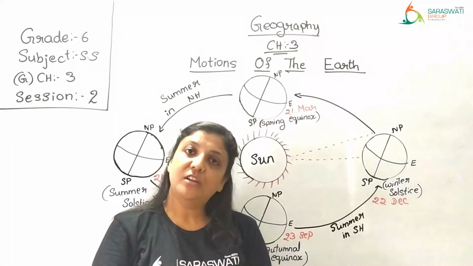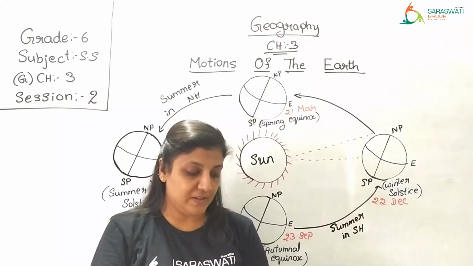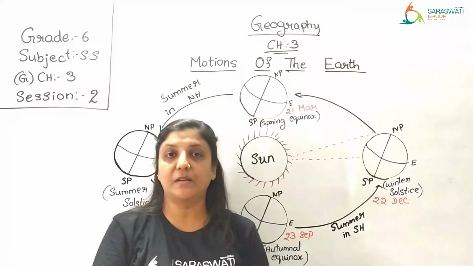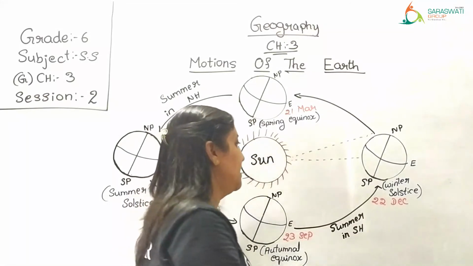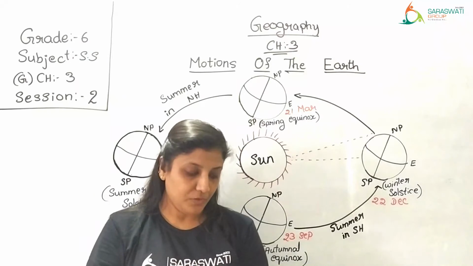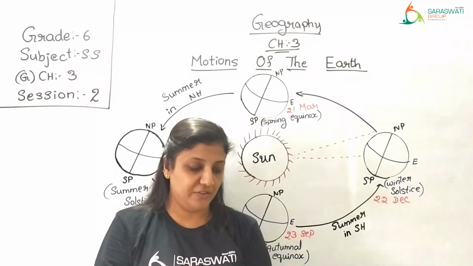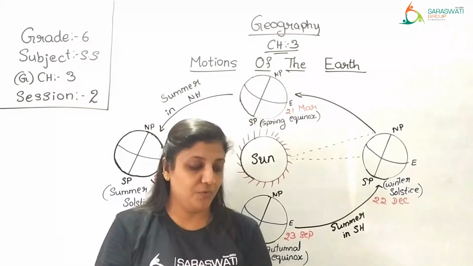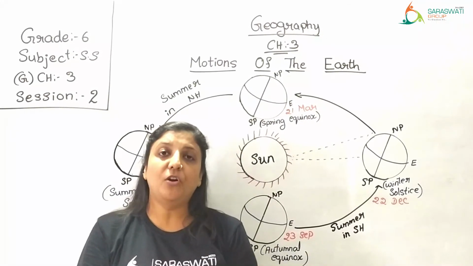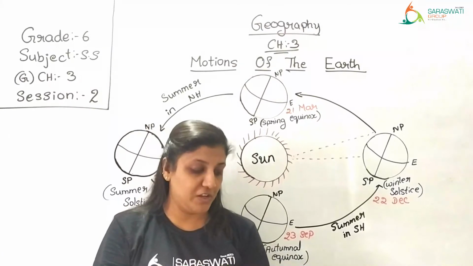So the position changes. On this day, the southern hemisphere is inclined towards the sun. Inclined means it is towards the sun. See, the southern hemisphere is towards the sun, the northern hemisphere went away. So here the position has changed. The sun's rays fall vertically on the Tropic of Capricorn. Here, the Tropic of Capricorn will receive the highest rays of the sun.